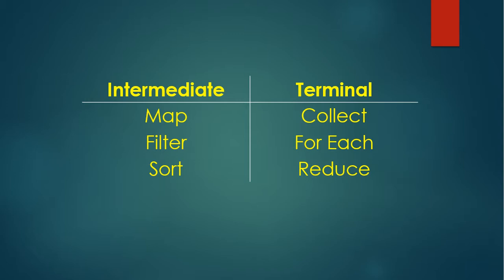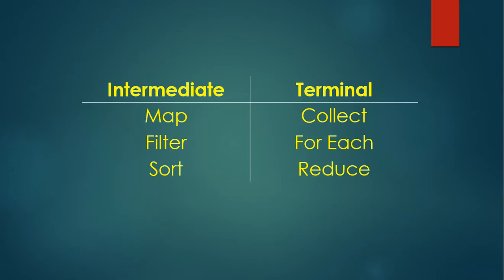And that's it. We have a set of intermediate functions, and then we have a set of terminal functions. I have picked up the key ones. With intermediate, we have something like map, filter, and sort. And with the terminal, we have something like collect, forEach, and reduce.